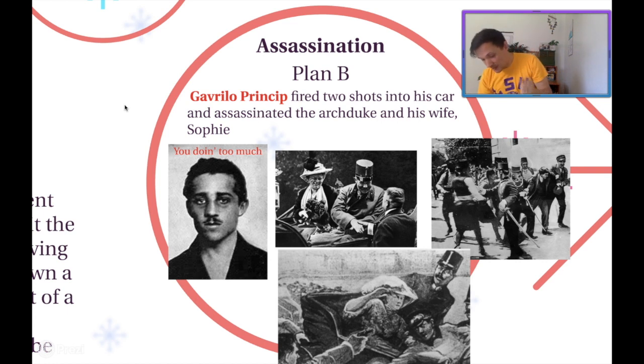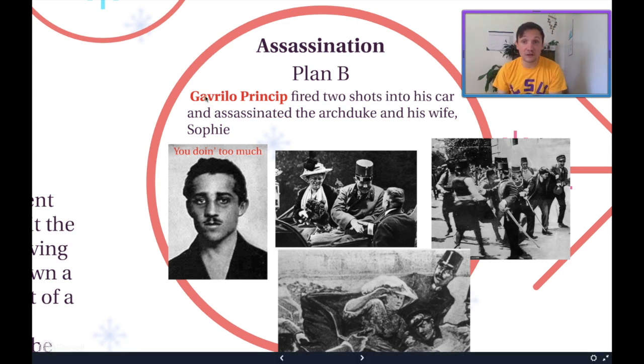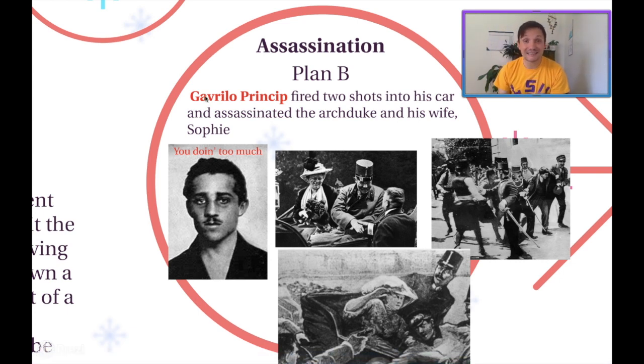When he shoots her, apparently the Archduke yelled out in response, Sophie, Sophie, don't die. You have to protect the children. And then after he heard that, pow, he shoots and kills the Archduke as well, which is super messed up. And the guy who killed them was named Gavrilo Princip, a 19-year-old Bosnian Serb, right? Gavrilo Princip.